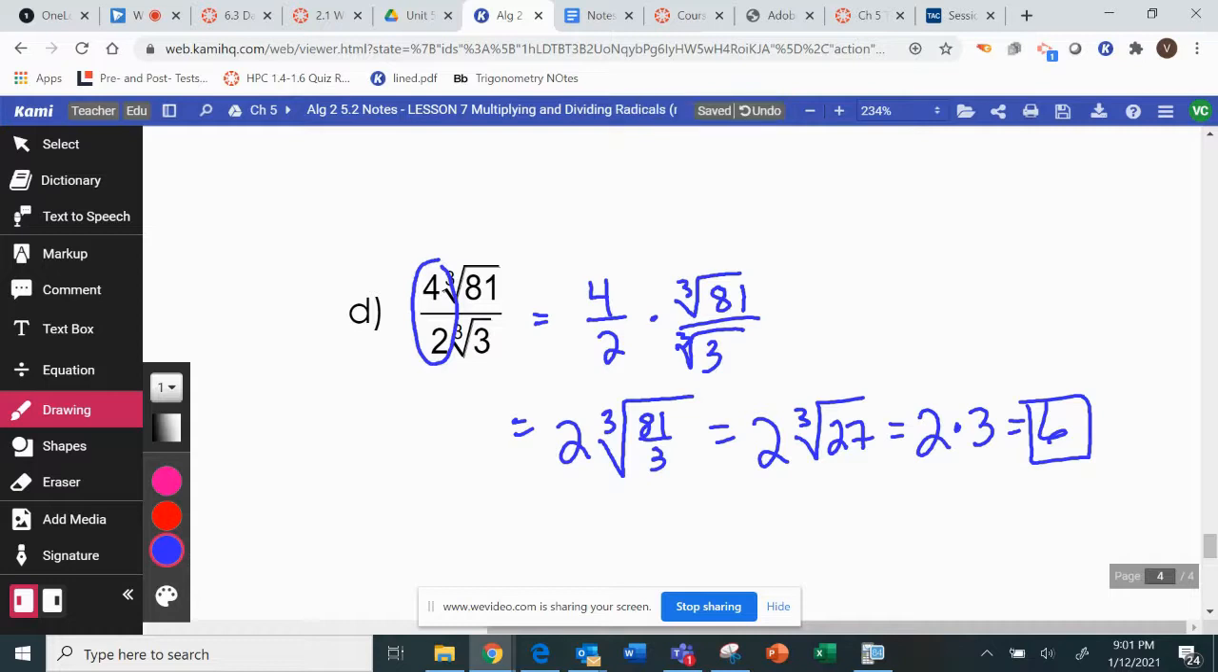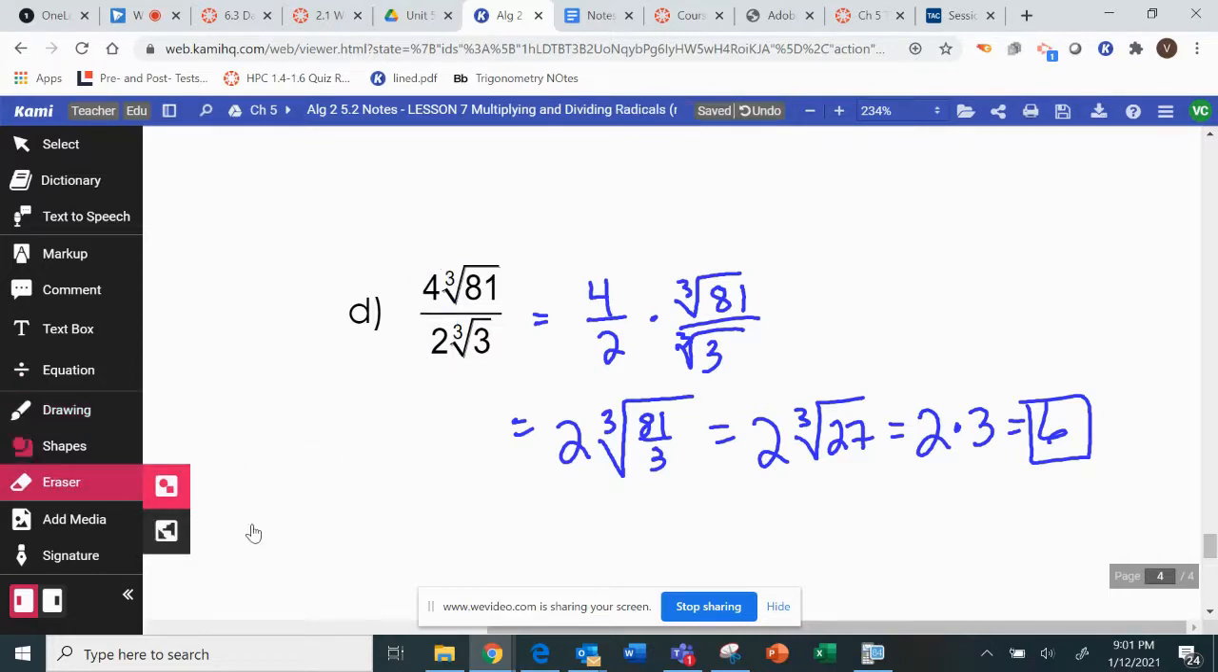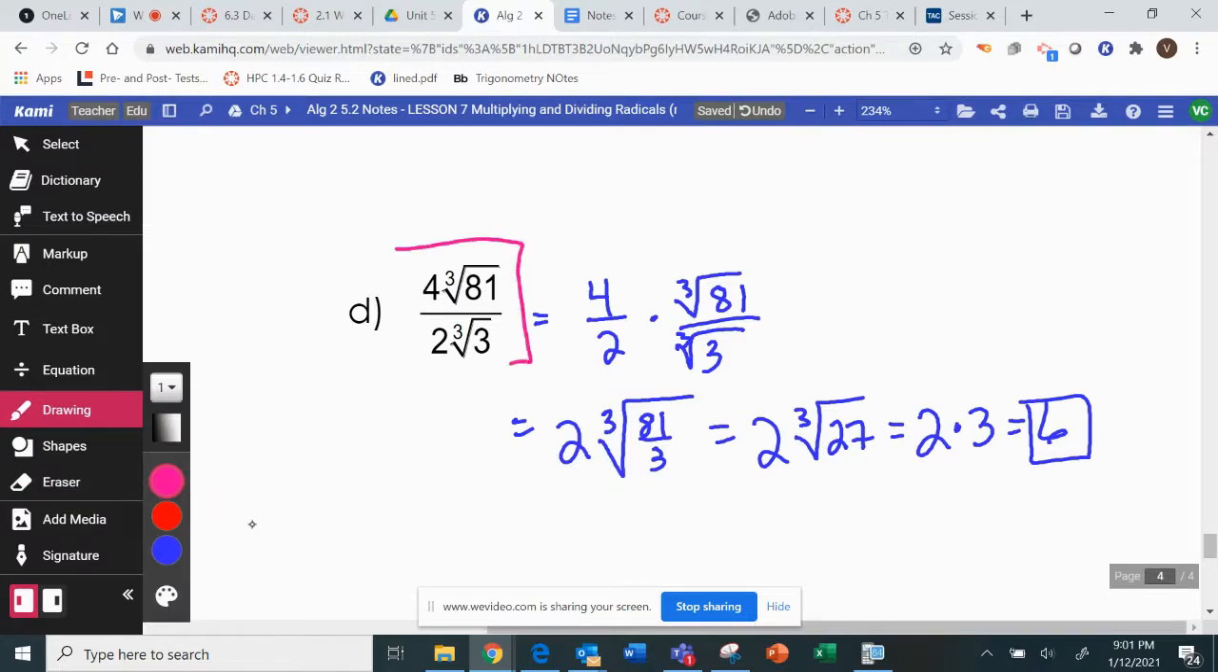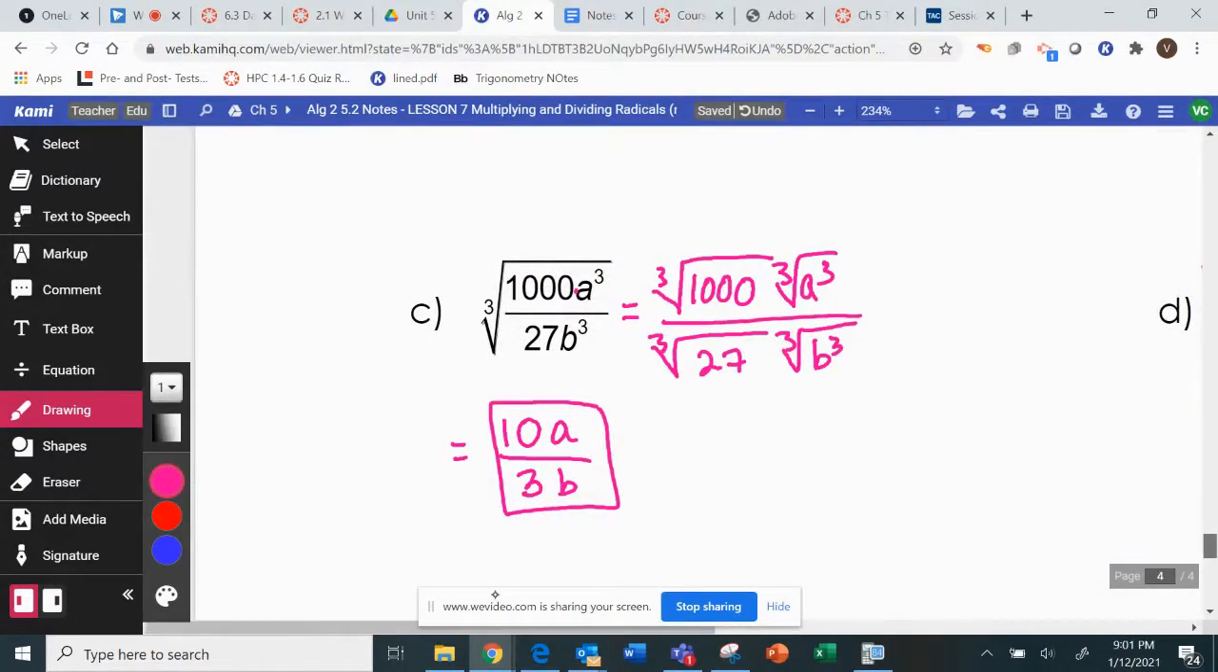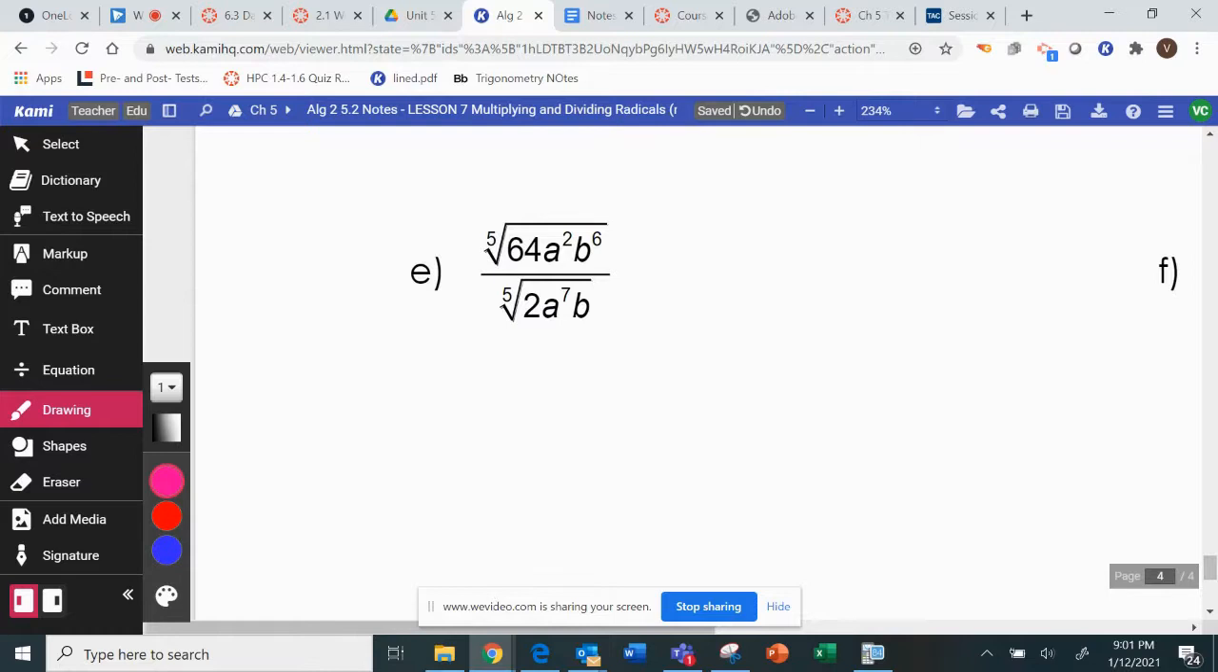Isn't that crazy? Let me erase this right here. I just think that's so interesting that this equals 6. It totally doesn't look like that would equal 6, but it does. It equals 6, unless I made a mistake, which I've known to do. All right, question E.